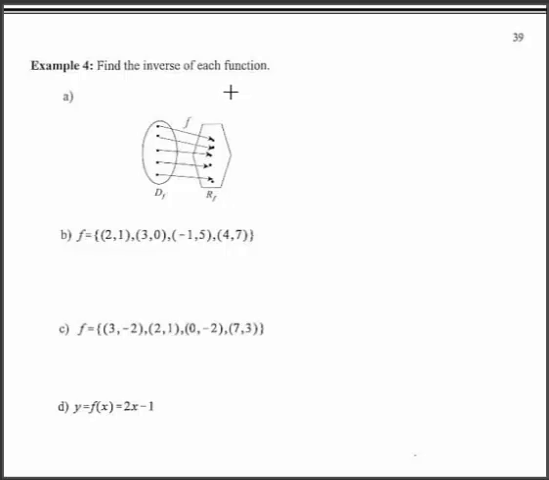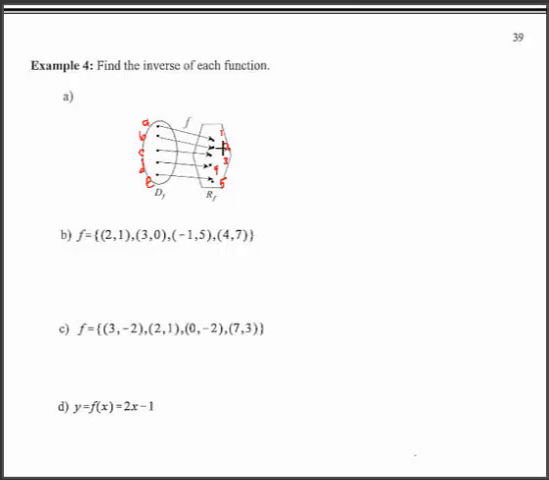So example 4 wants us to find the inverse of each function. Okay, so I'm going to give these dots names. I've got 1, 2, 3, 4, 5, and I'm simply going to label them A, B, C, D, and E. Okay, and for the dots in the range of F, I'm going to label them 1, 2, 3, 4, and 5.